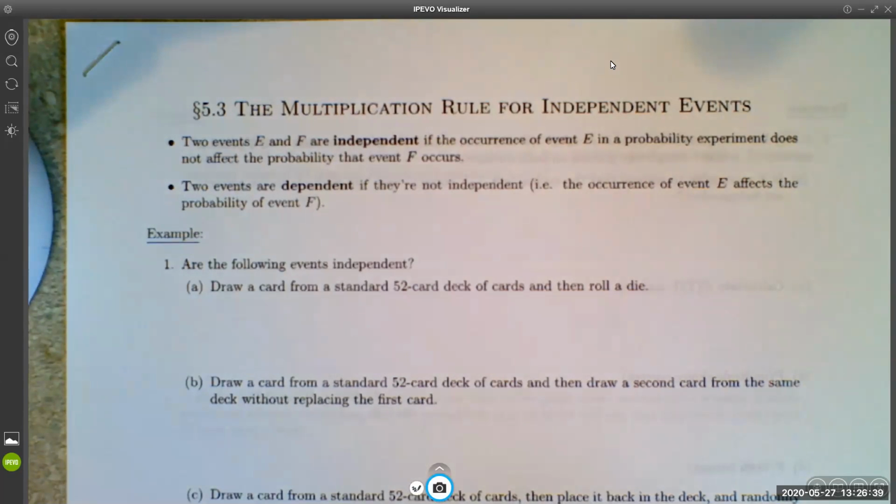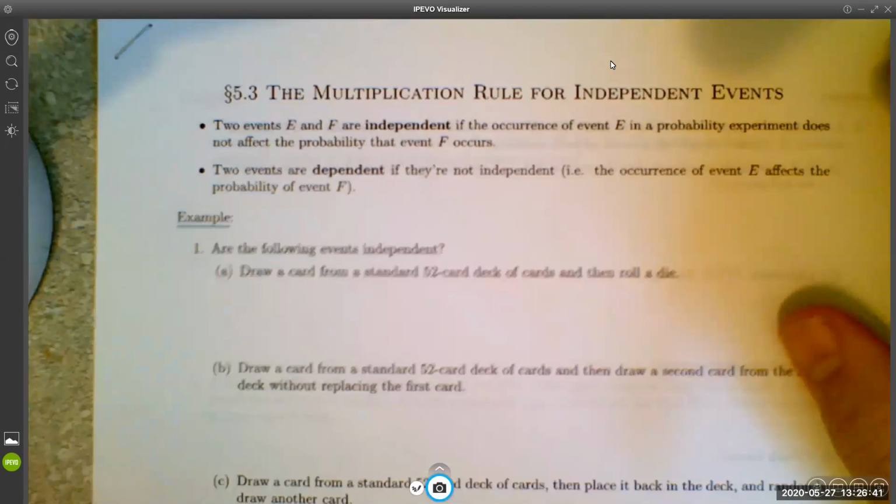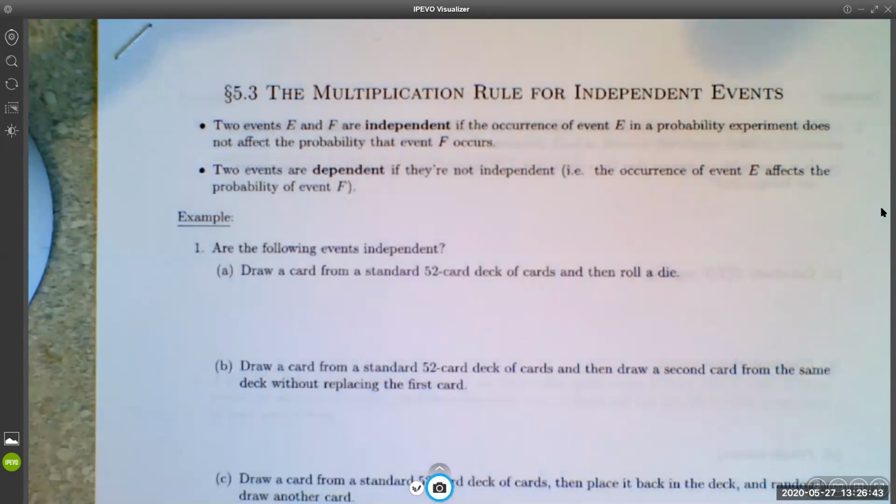So you should have watched the 5.4 lecture video before watching this one. If you haven't watched 5.4 yet, go back and watch 5.4 first, and then you can come back and watch this one. 5.4 talks about the multiplication rule for computing the probability of E and F just in general. In 5.3, we're going to talk more specifically about the multiplication rule for independent events.